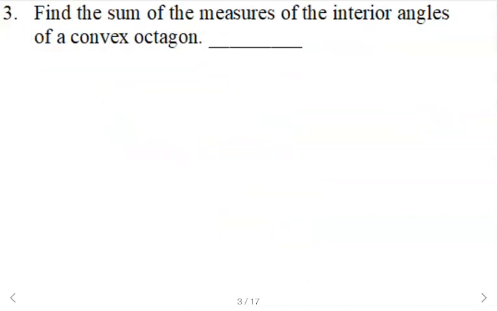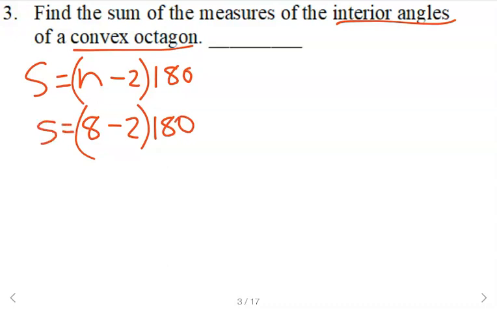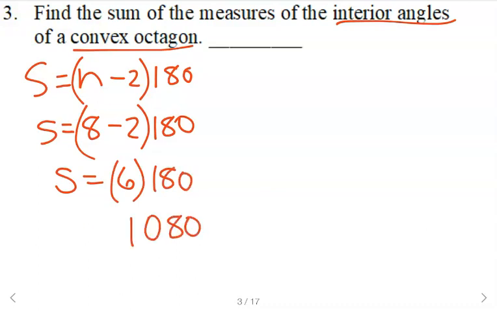Number 3, find the sum of the measures of the interior angles of a convex octagon. So sum equals n minus 2 times 180. Do the n minus 2 first and then multiply by 180. So 8 sides for an octagon, so n is 8. Subtract to get 6. And then multiply by 180. You get 1080 for the sum of those angles. And of course, it's in degrees.